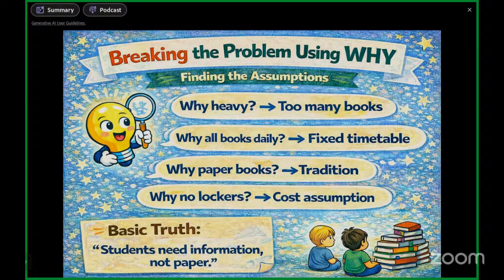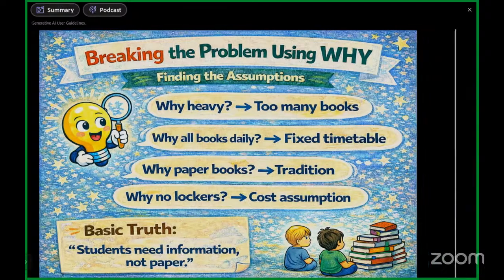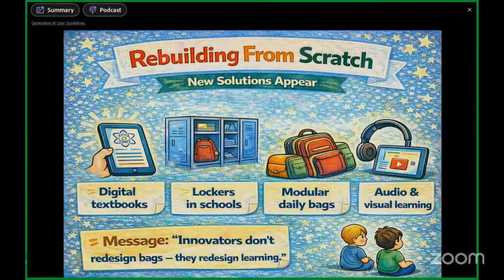What is the basic truth here? As a student, you have to learn. You need information. It is not about the paper, it is about the information that you need. If you understand this, we'll go on to the next step. How do you rebuild from scratch?